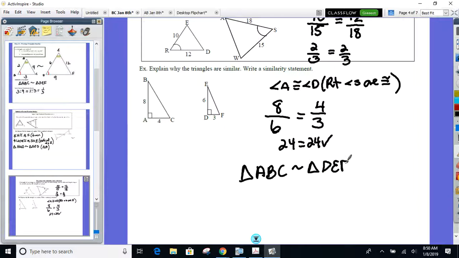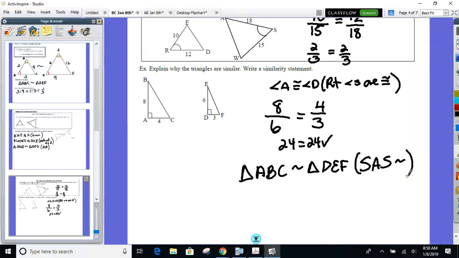All right, now here's one thing you got to pay attention to. When you write this, the reason is not side, angle, side. That's the reason to prove triangles congruent. These aren't congruent. You have to put the tilde in there with it, or the squiggly, all right? Because if you don't, that's the reason for triangles being congruent, which we're not doing.